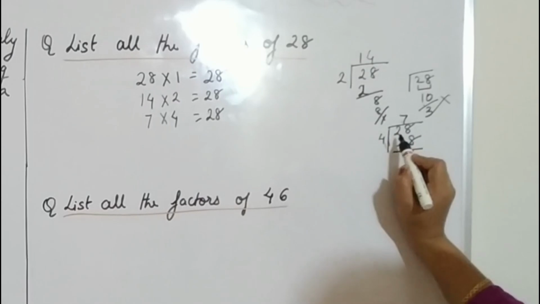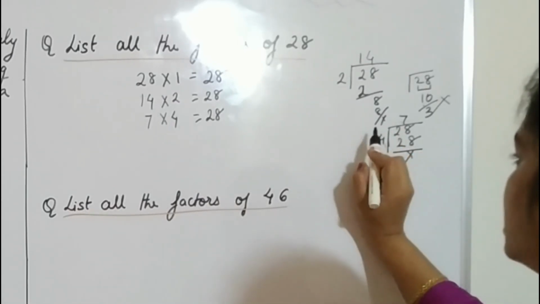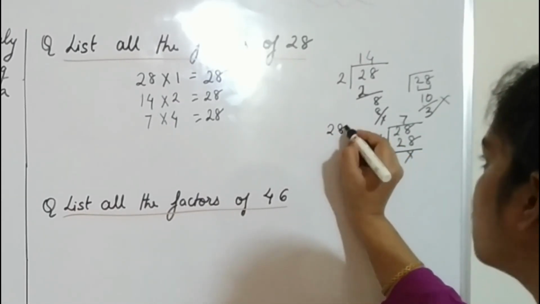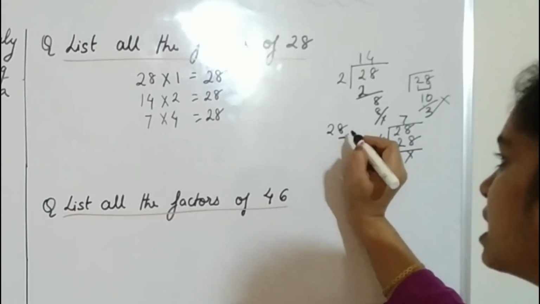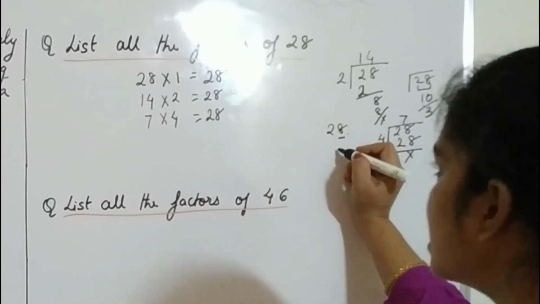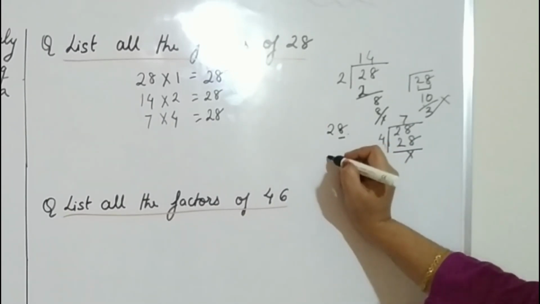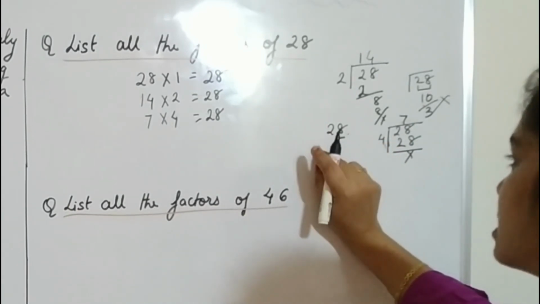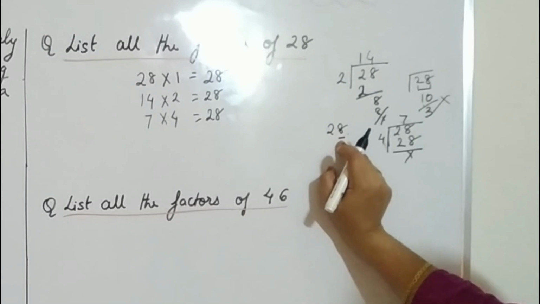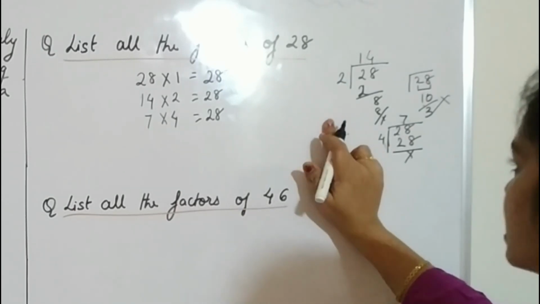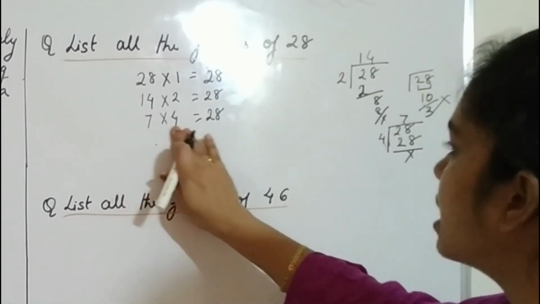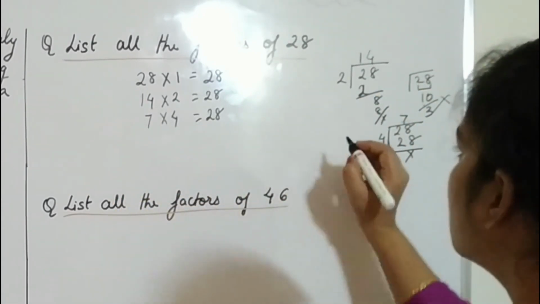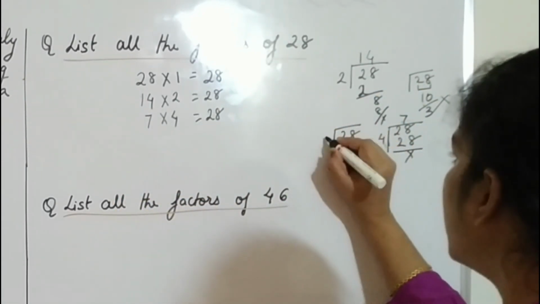Now we will see by 5. Whether it is divided by 5, no, because instead of 0 or 5, there is 8. Then we will see with 6. It cannot be divided by 6 either because in the 6 table 28 is not coming. Now we will see with 7. Yes, it is divided by 7. So it can be divided by 7.